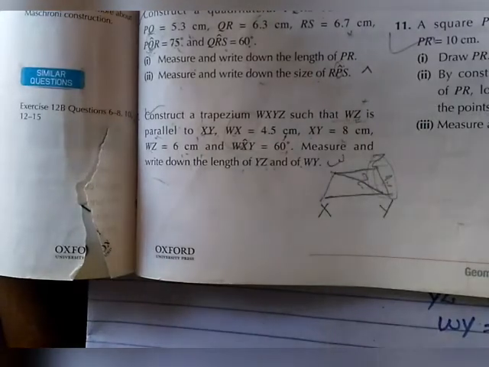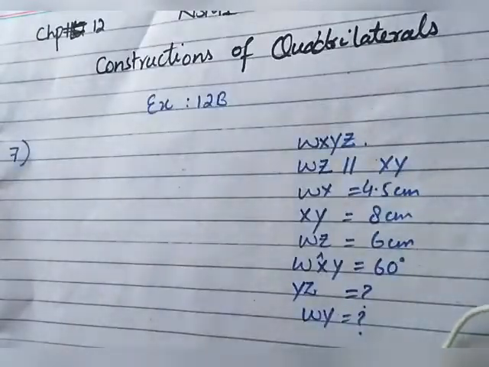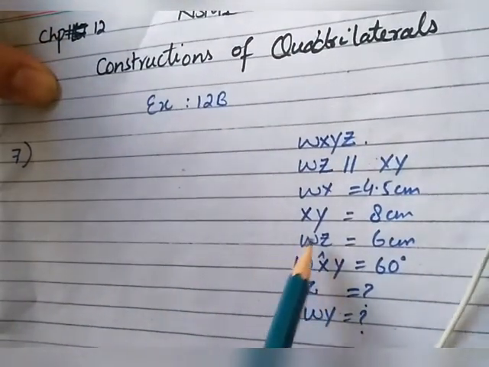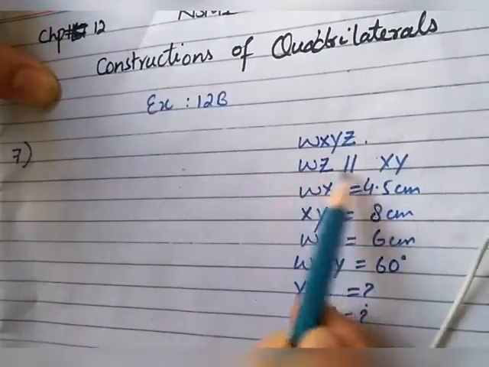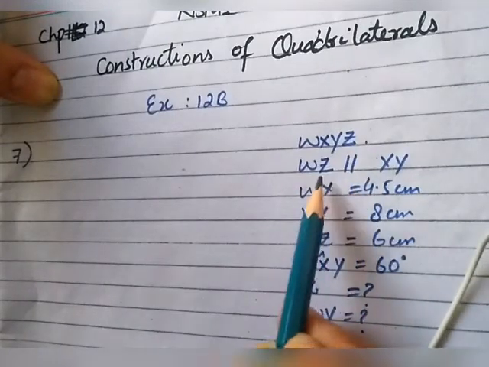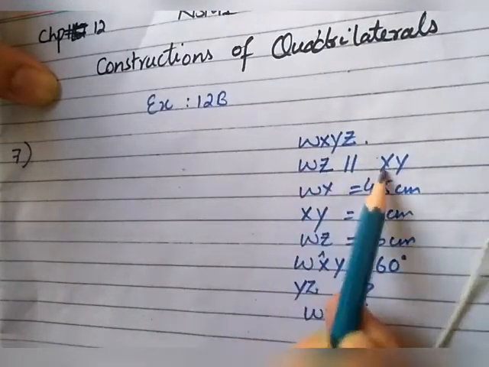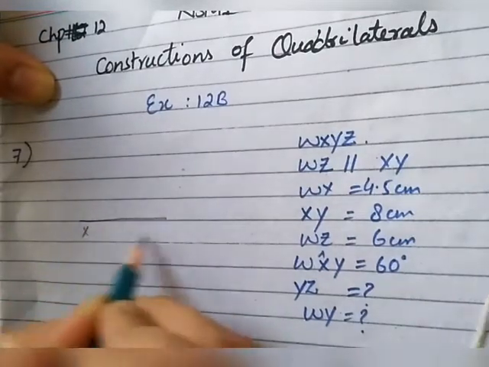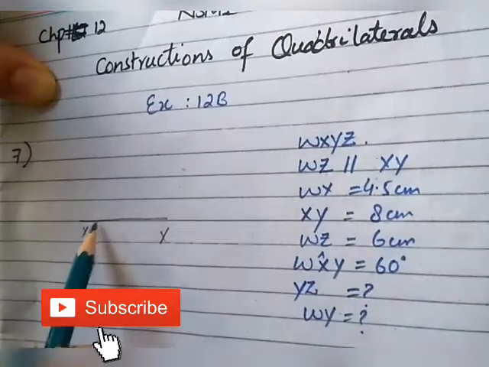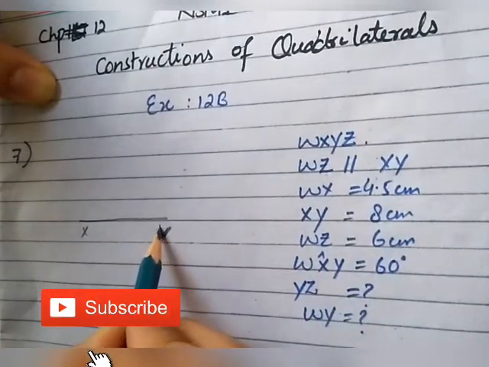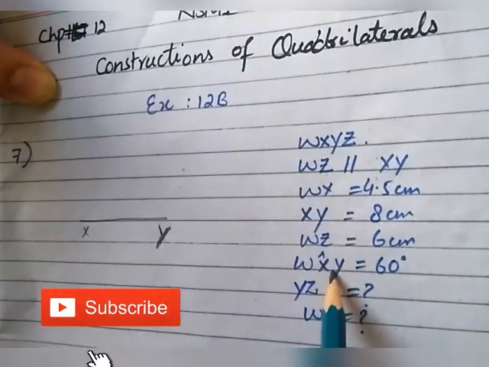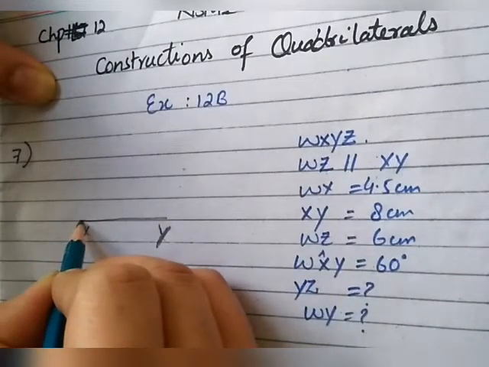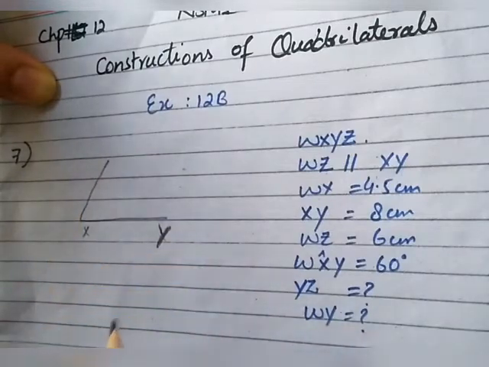So let's start the diagram. First of all, we draw the dummy picture to see how it looks. As you know, we have two parallel lines, WZ and XY. I take XY as the baseline, and after drawing the baseline, we have an angle on X. On X we have 60 degrees, with approximately this type of length.